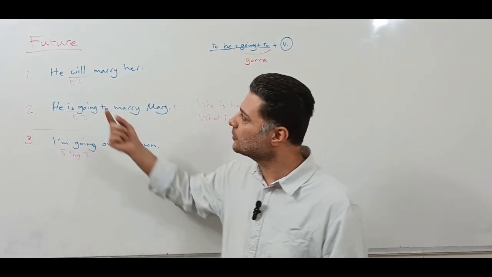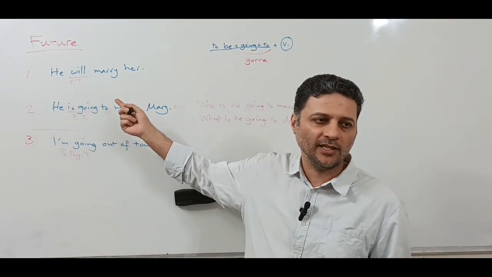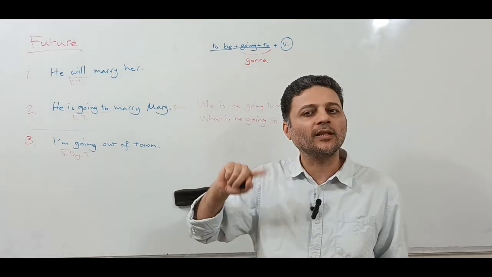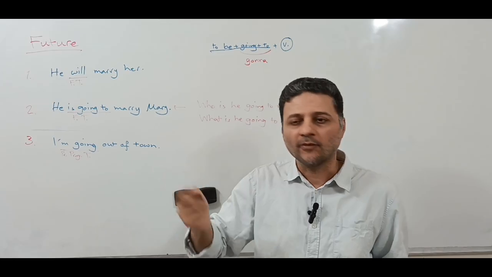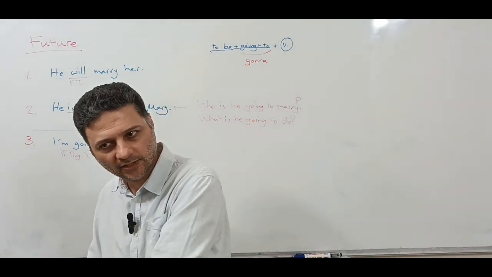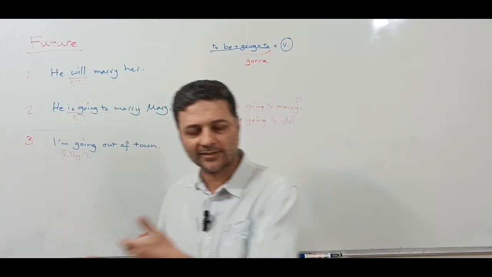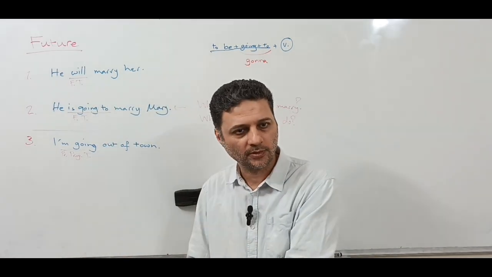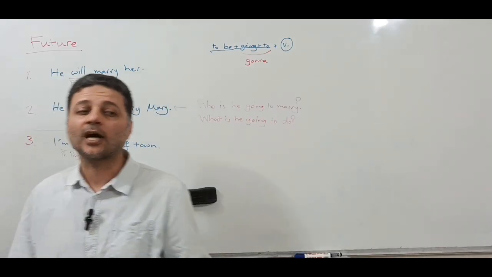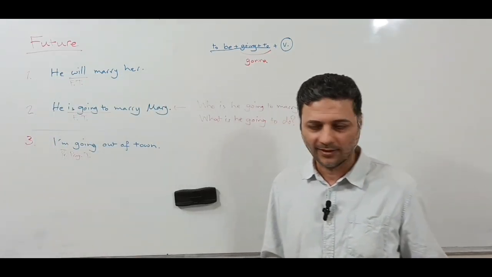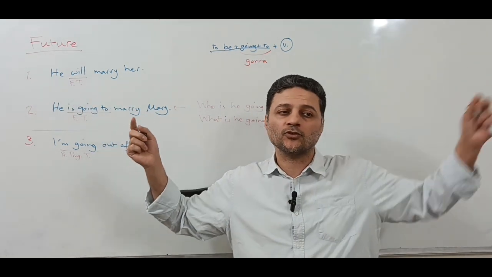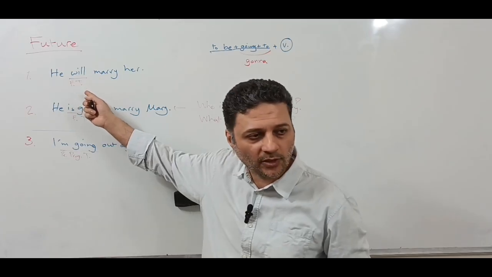We use will for future events. In order to refer to future events, like this example I gave, he will marry her. For example, I will go home after this class. I'm not going home now, but I will after this class. So one of the structures to refer to future is to use the modal verb will.